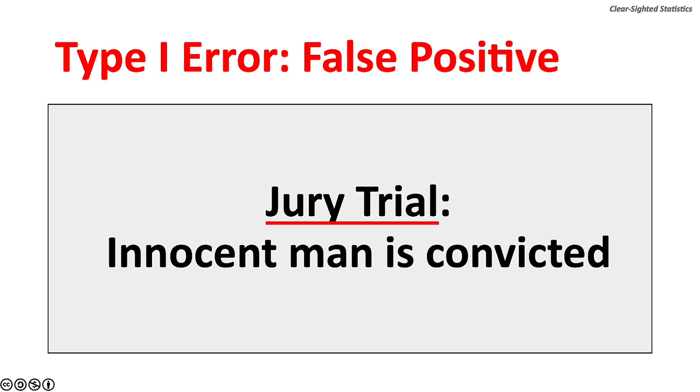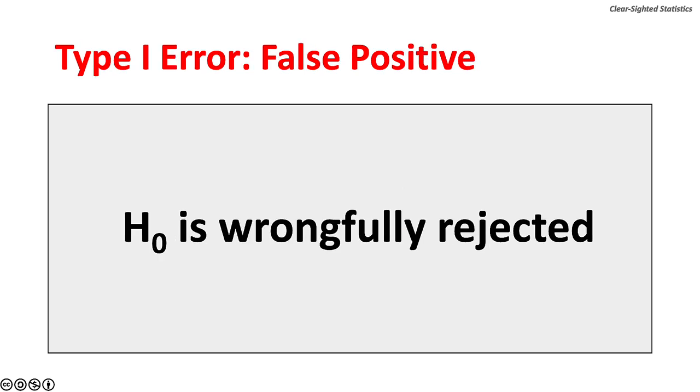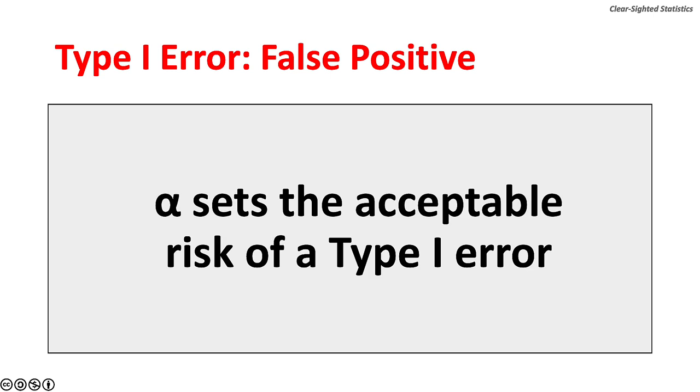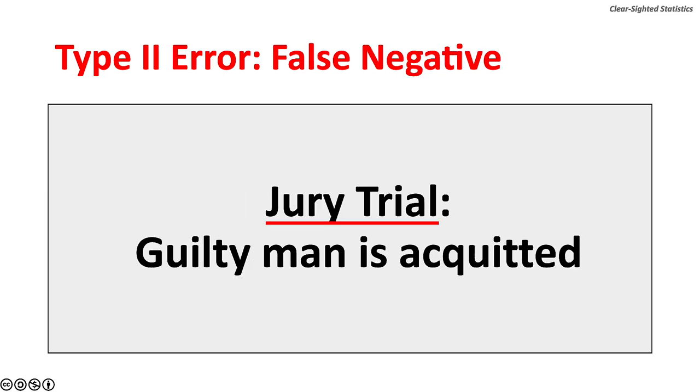But there are also two types of errors. Type 1 error is a false positive. With a jury trial, an innocent man is convicted. With the null hypothesis significance test, the null hypothesis is wrongly rejected. The significance level sets the acceptable risk of a type 1 error. A type 2 error is a false negative. With a jury trial, a guilty man is acquitted.